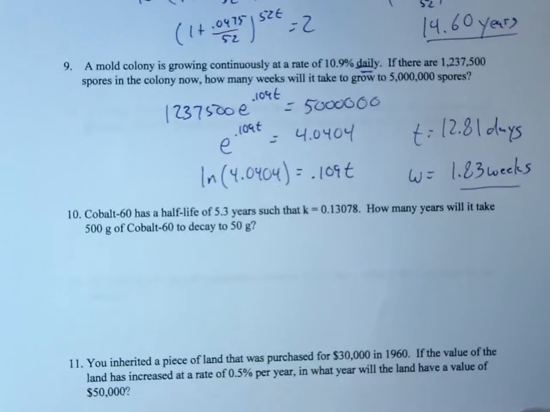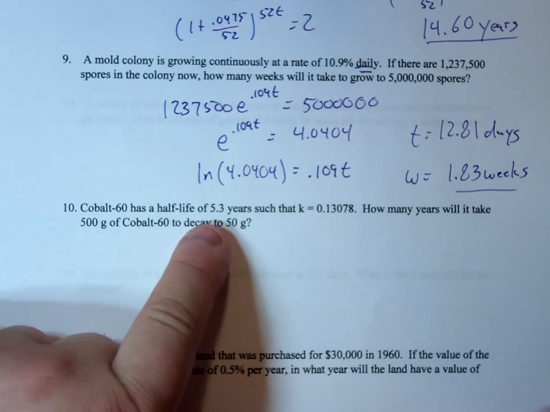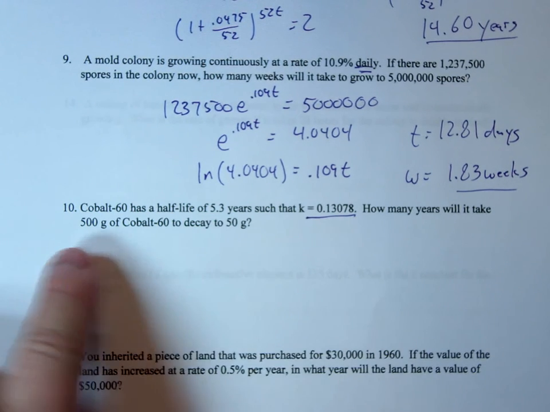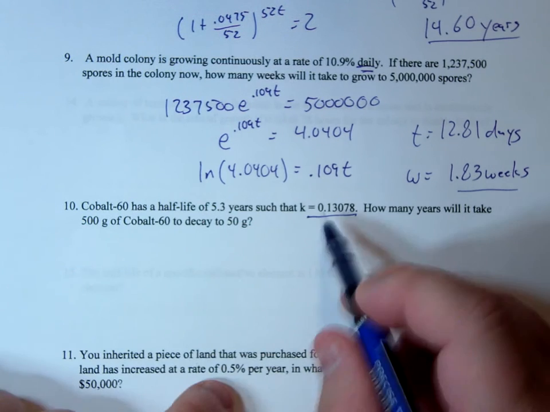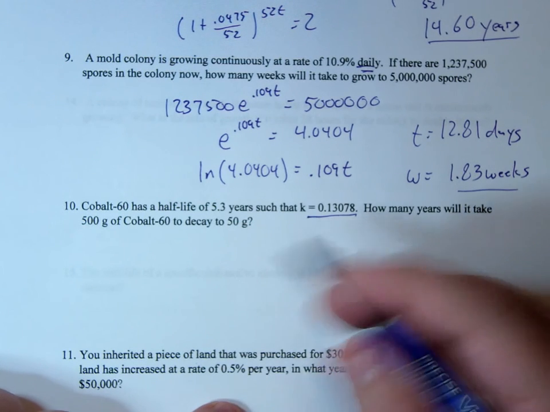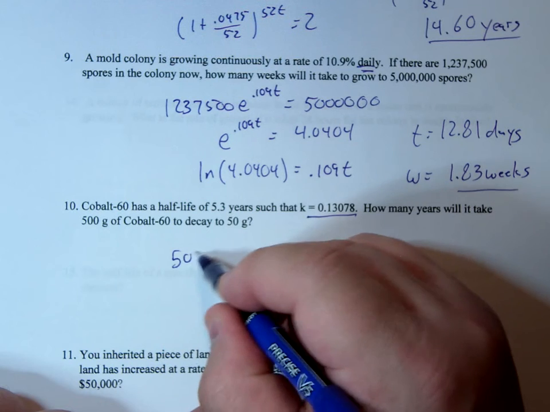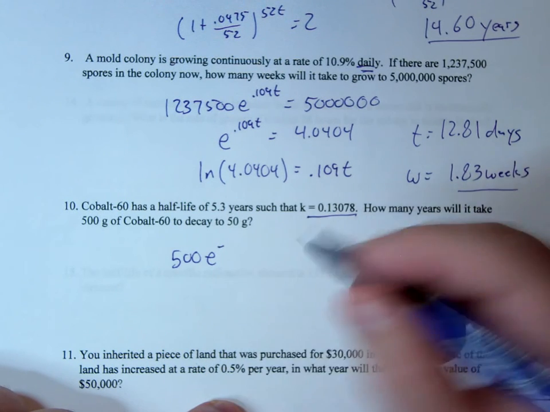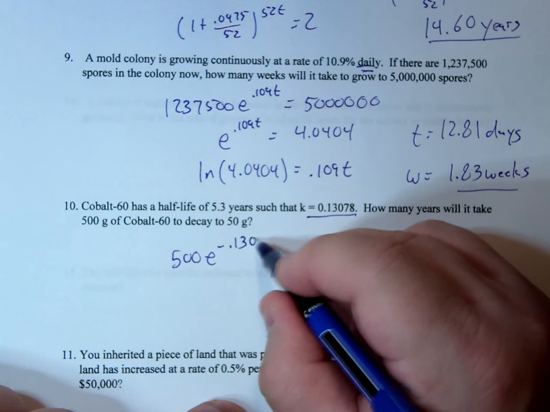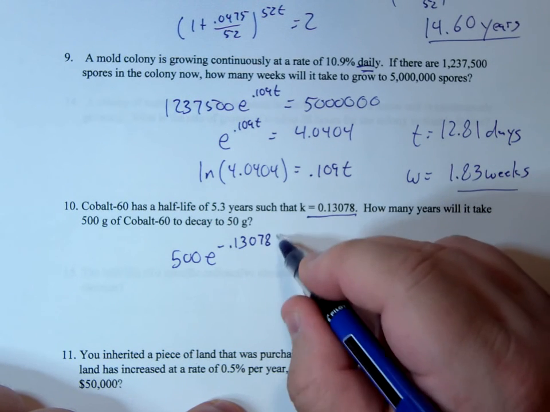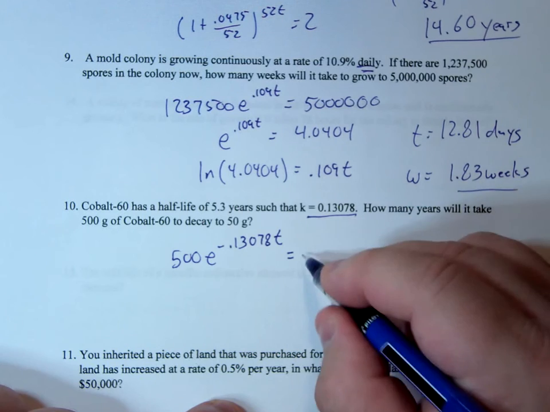Alright, cobalt has a half-life such that K, so this one gives us the K. How many years will it take 500 to go to 50? So we don't have to solve for K in this one. We can go straight to 500 grams e to the negative K, which is 0.13078 t. When will that equal just 50?